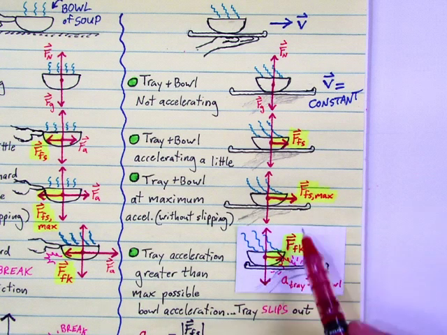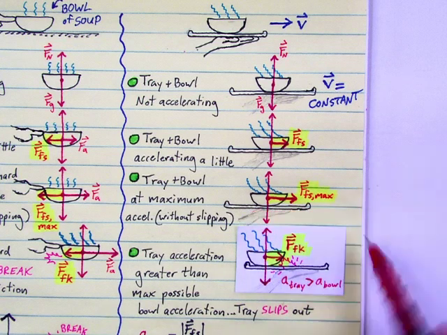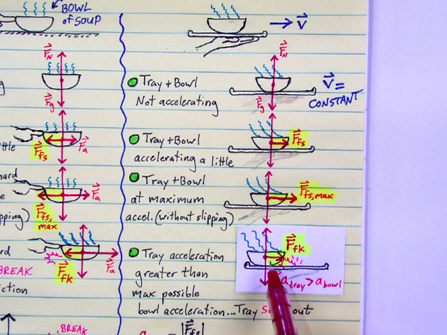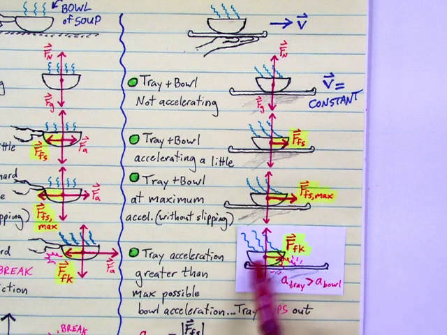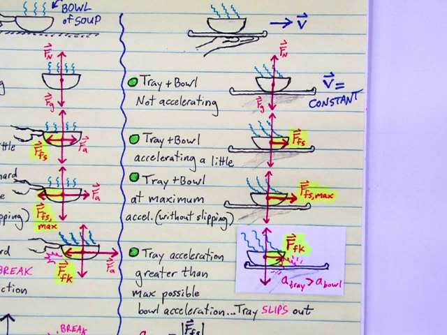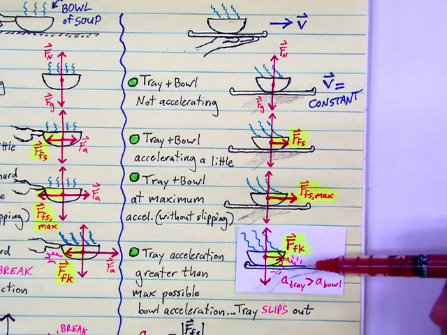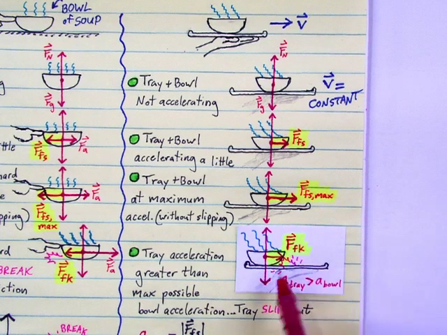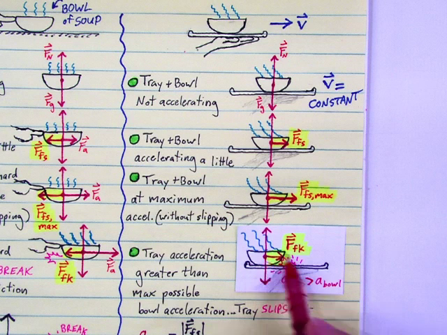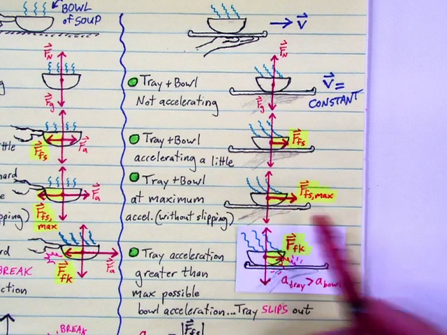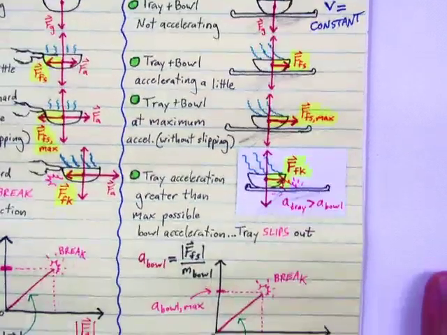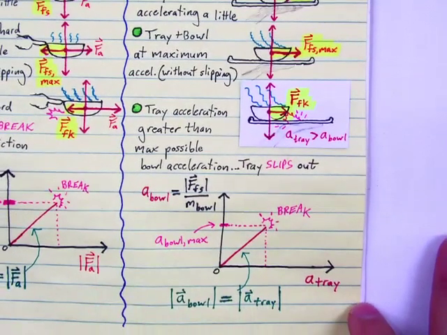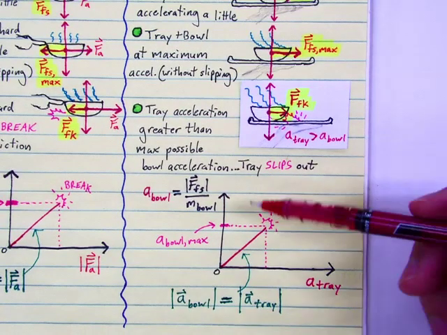The bowl will look like it's sliding towards the back of the tray. Actually, it's the tray sliding forward because the bowl's acceleration is not as big as the tray's acceleration. And as soon as the bowl starts to slide, then the friction changes from static to kinetic. There's F_K taking over. Once again, that force of kinetic friction is weaker than the maximum force of static friction. And we can summarize that with this graph similar to the last one.